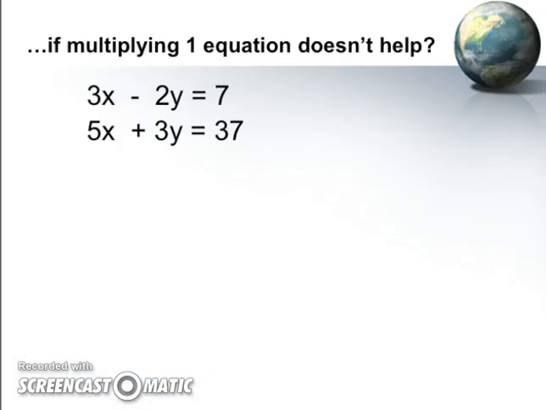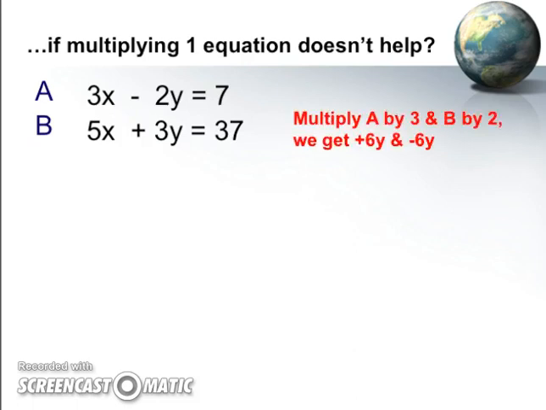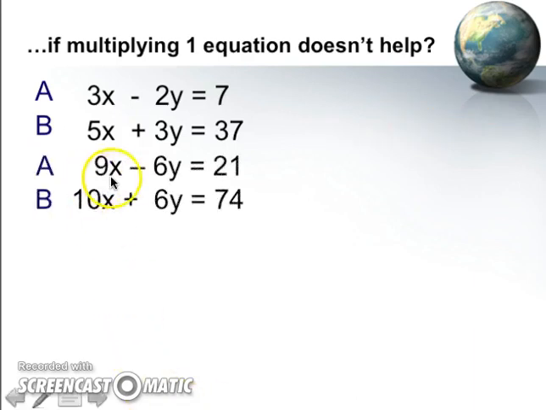So let's look at one final example. 3x minus 2y equals 7, 5x plus 3y equals 37. Let's label our equations, A and B. Looks like here, if we multiply the first one by 3, we get 6y, and if we multiply the second one by 2, we're going to get 6y. So, if we do that, we get 9x minus 6y equals 21, and 10x plus 6y is 74.